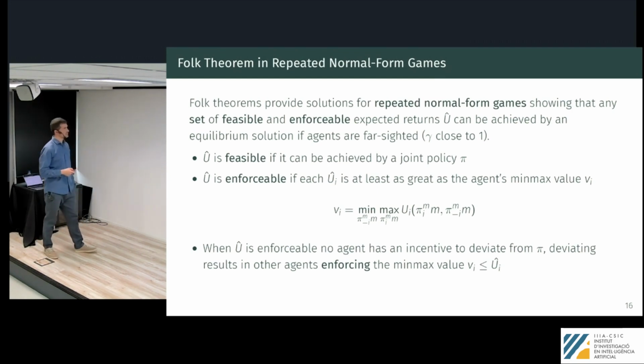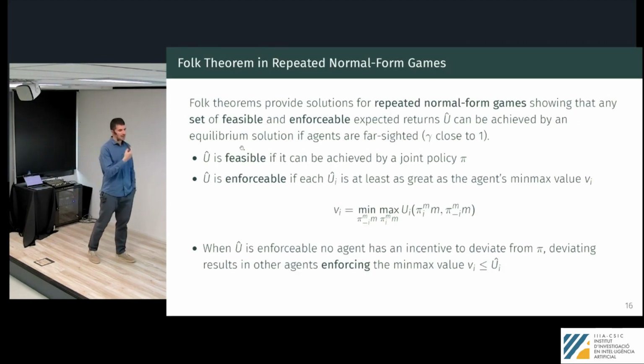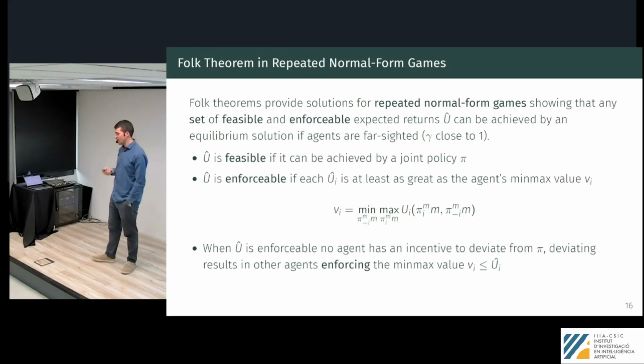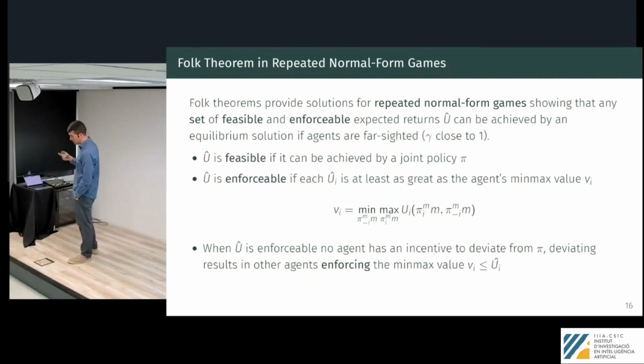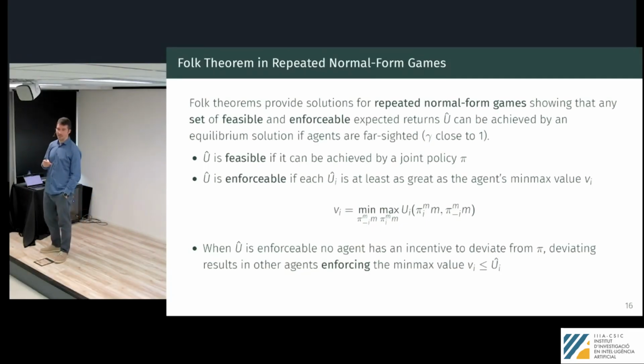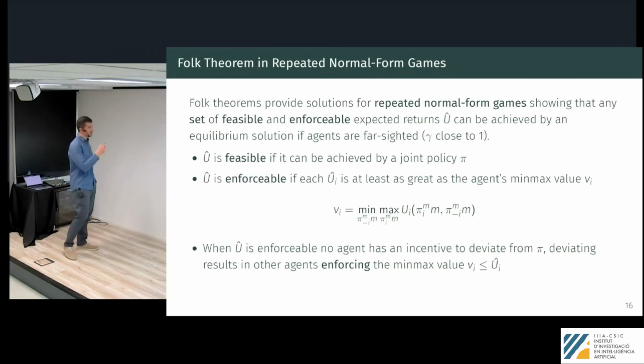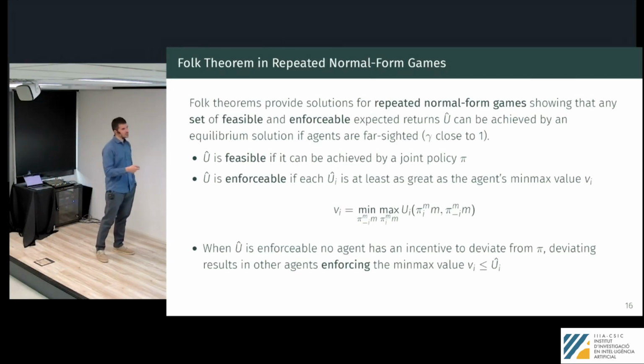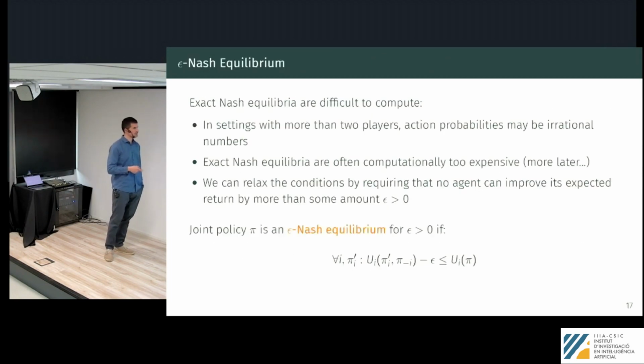But basically what it says is there are a number of these folk theorems which say that for repeated normal form games, there's actually a set of feasible and enforceable expected returns that can be achieved by equilibrium solutions. So basically it means that there are games, if they're infinitely repeated, or if there's a termination probability, then there could be infinitely many Nash equilibria which are defined over a sequence of actions. I'm going to skip over this as well because it's not really important to understand the rest of the lecture, but it's explained in the book if you're interested in that.